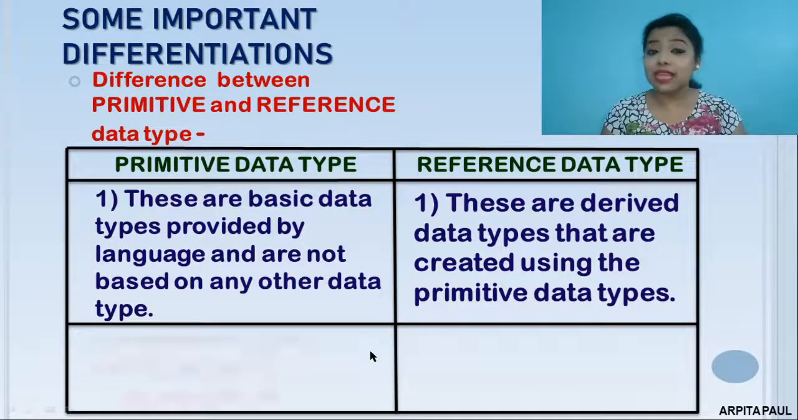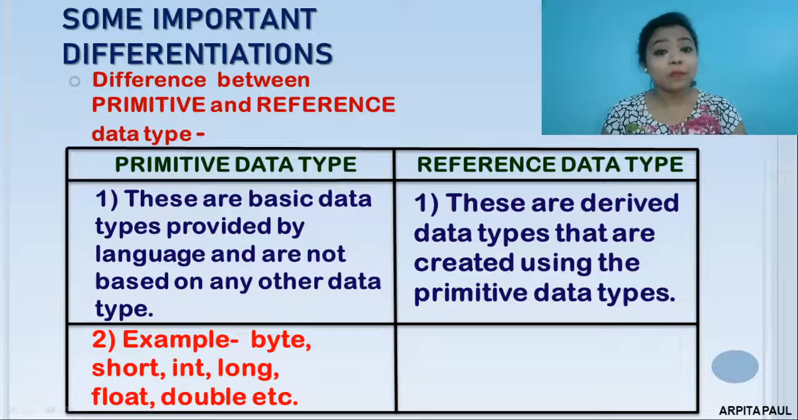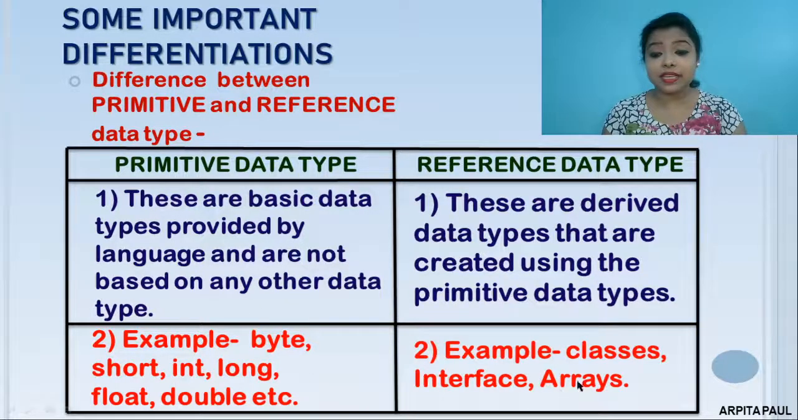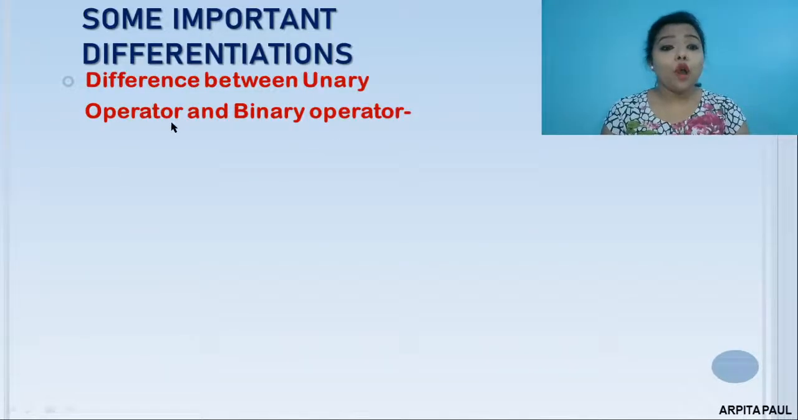And what are the examples? In case of primitive data types: byte, short, int, long, float, double, etc. These are the examples of primitive data type. Whereas array, interface and classes are the examples of reference data type. Now let's move on to the next one, that is the difference between unary operator and binary operator.